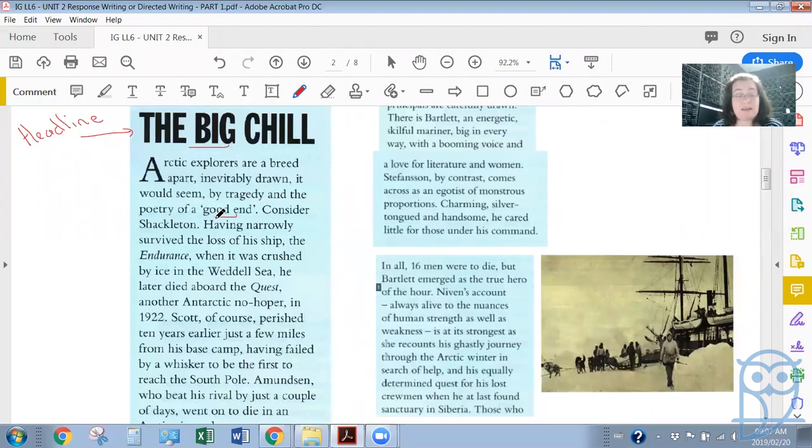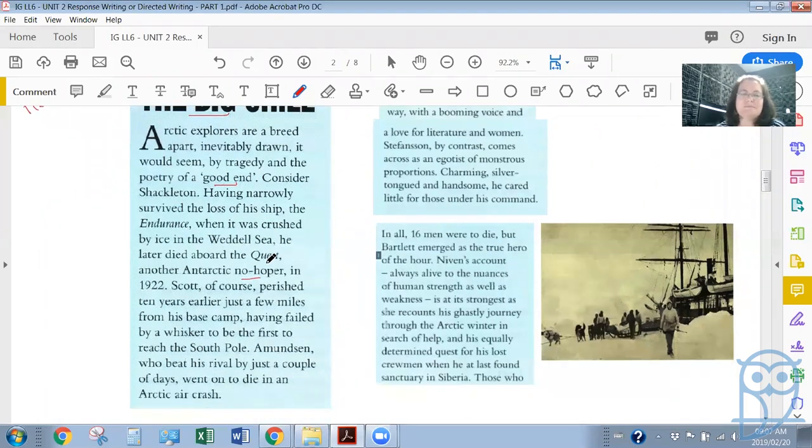Consider Shackleton, famous explorer. "Having narrowly survived the loss of his ship, the Endurance, when it was crushed by ice in the Weddell Sea, he later died aboard the Quest, another Antarctic no-hoper, in 1922." So in other words, these explorers are willing to go where no other people would go, and despite the risks. "Scott, of course, perished 10 years earlier, just a few miles from his base camp, having failed by a whisker to be the first to reach the South Pole."